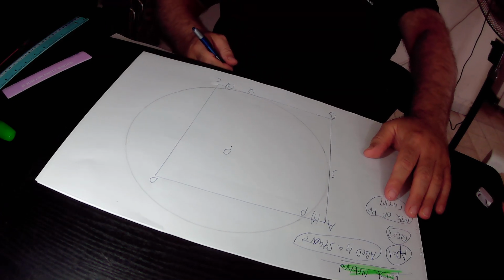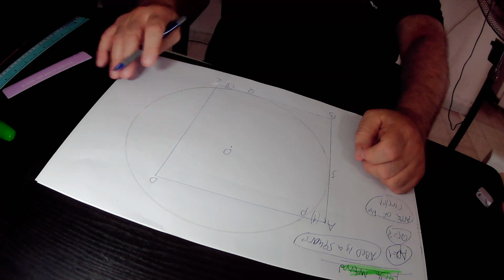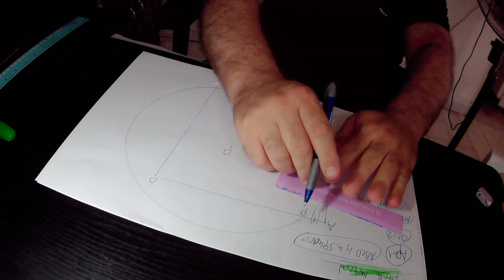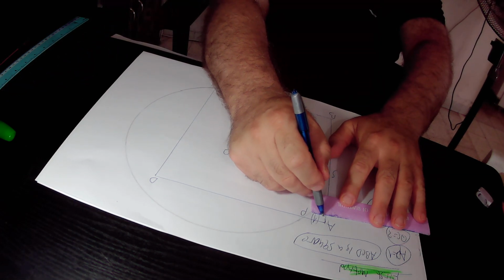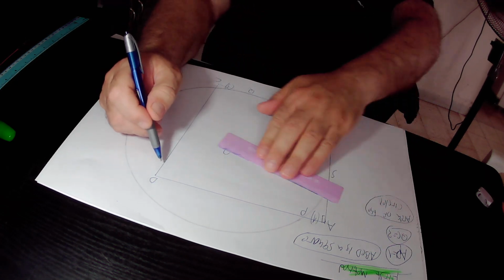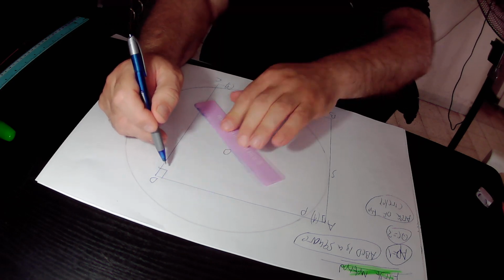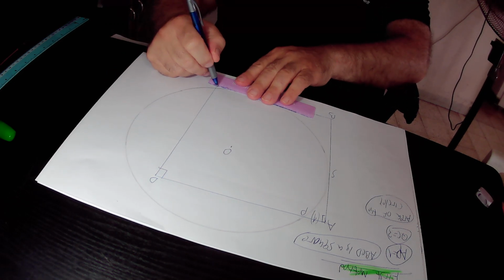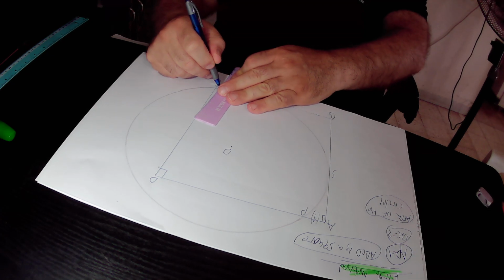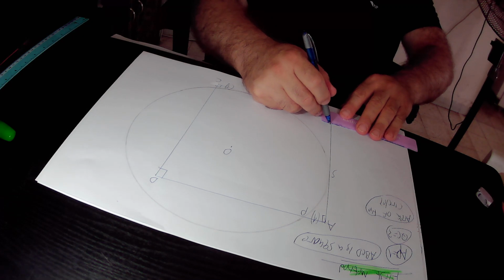We know that all the angles inside any square are right angles. So those four angles are all right angles. So actually this is a right angle, this is also a right angle, this is a right angle, and finally this is also a right angle.